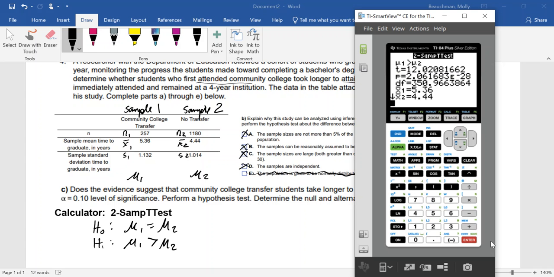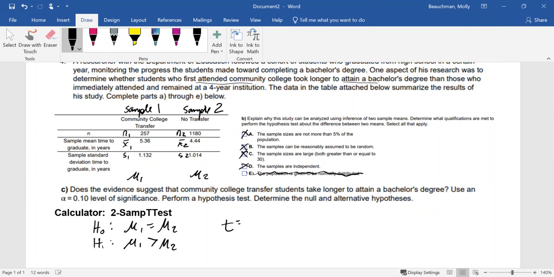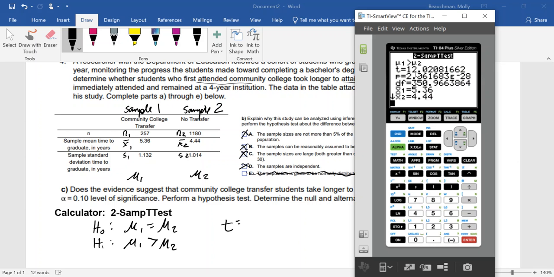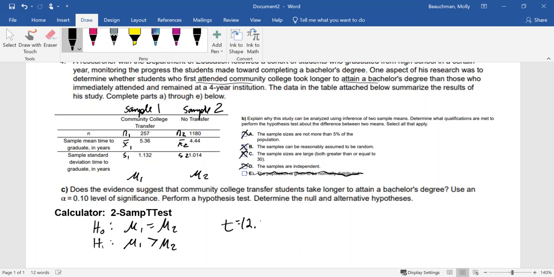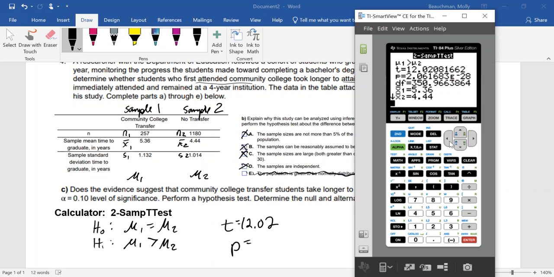Wow, look at that. So we end up with a t, a test statistic, a very large t, 12.02, and the p-value is equal to, this makes me want to make sure I type that in right.